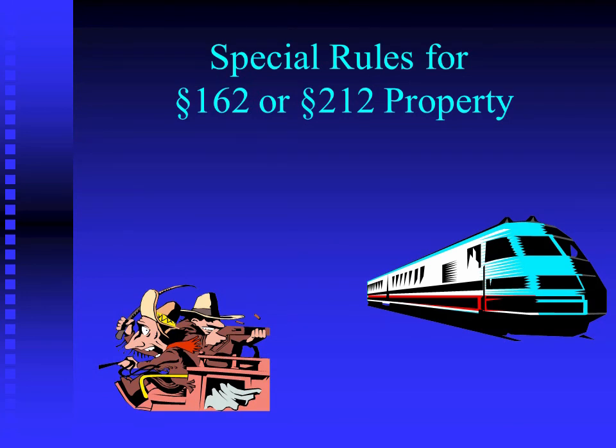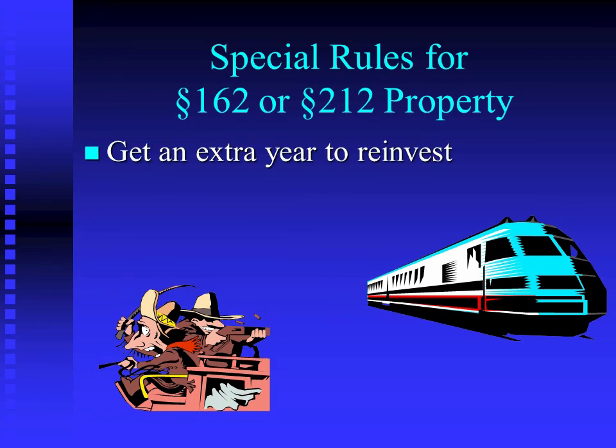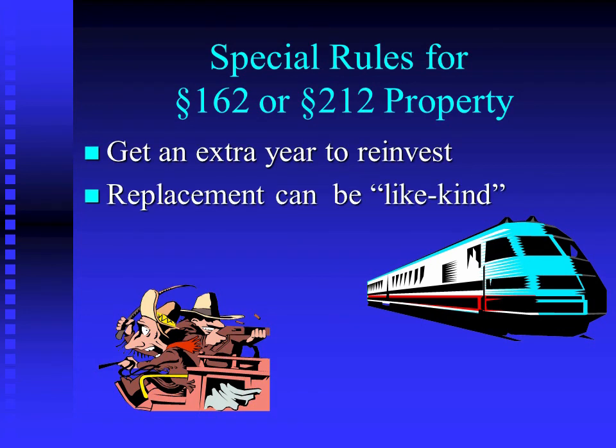And then 162, remember, that's our trade or business. Section 212 is our investment property. So if it's your business property that is involuntarily converted, you get an extra year to reinvest, and then you're going to follow the like-kind rules that we're going to talk about in a few minutes. And I am going to spend time on the like-kind rules because they are important. And since you're most likely in your corporate class to be talking about business property, you'll already know the rule you need, even if you slept through the last slide.